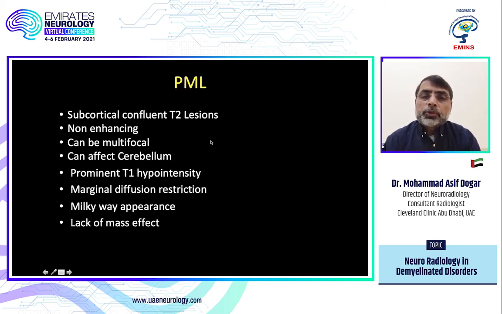So the PML, as you know, with the new medications of MS, not only the HIV patient, the MS patient can also have PML. So we have to look for that. These are subcortical, large confluent lesions, can be small, non-enhancing, can be multifocal, can affect the cerebellum. This is important: they are hypointense on T1. And then they can have marginal diffusion restriction. This is a more specific finding. They can have this Milky Way appearance and lack of mass effect.